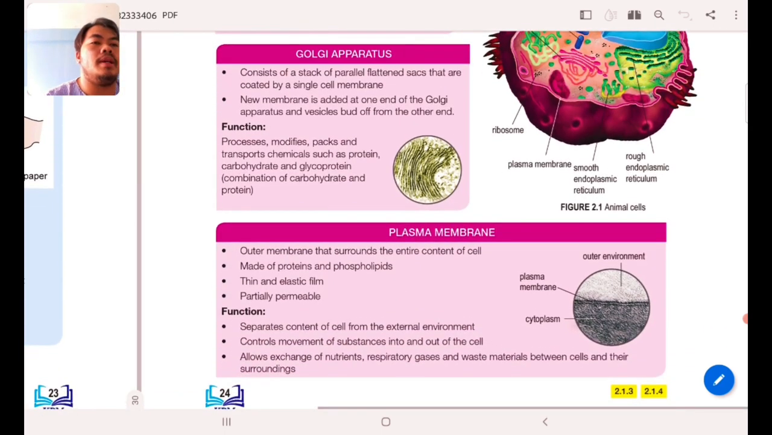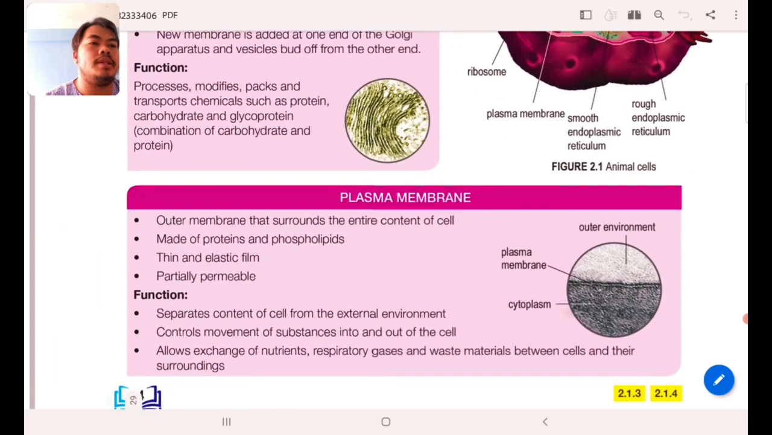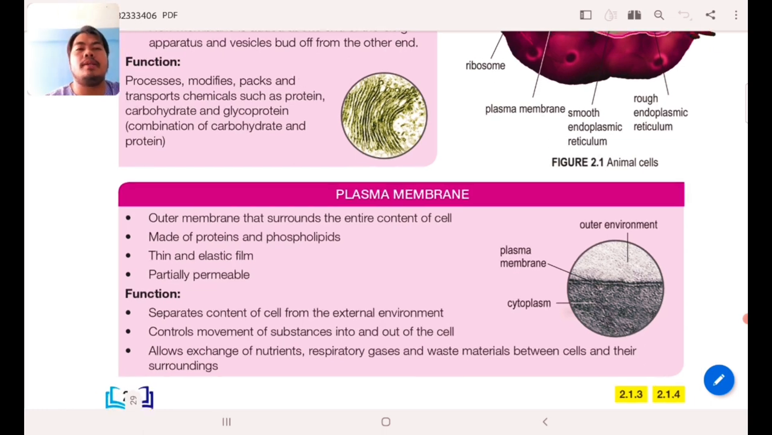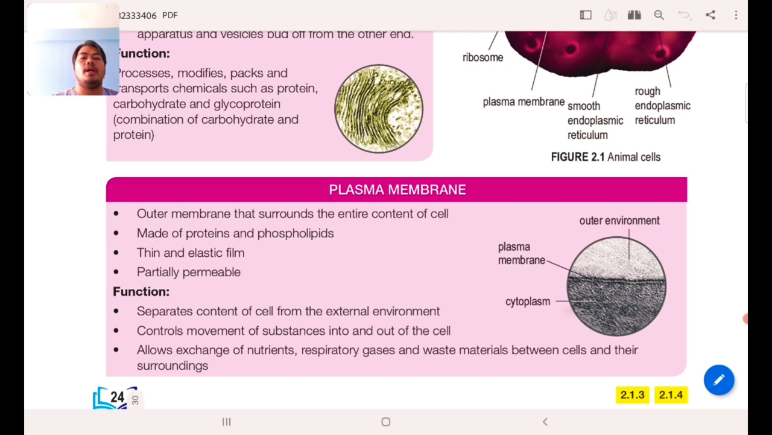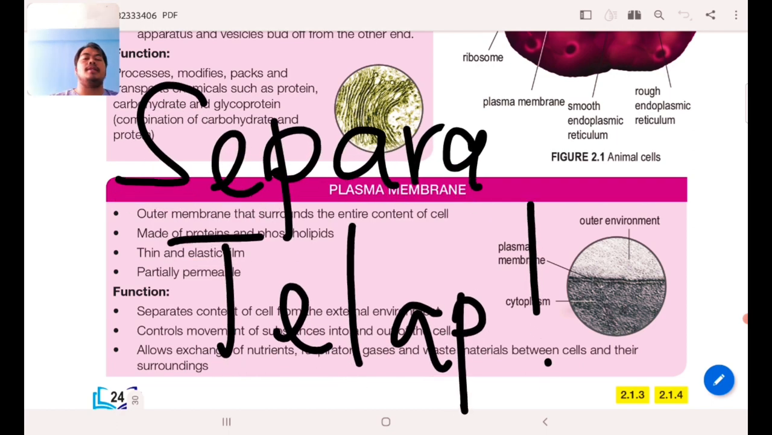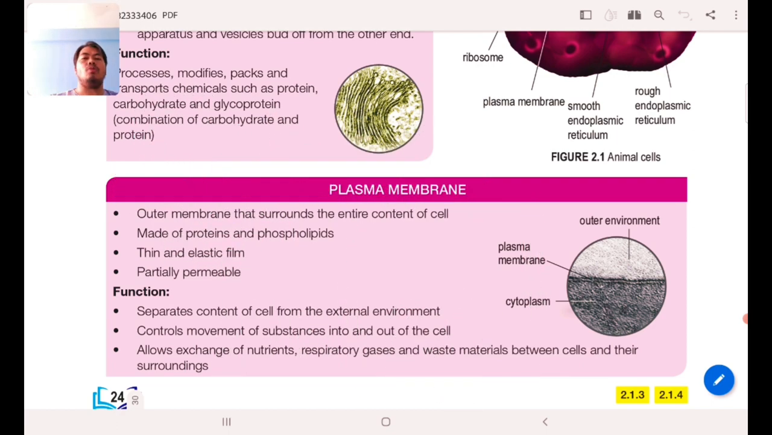Now let's take a look at the plasma membrane. This is the outer layer of the animal cell, which surrounds the entire content of the cell, made of proteins and phospholipids, a thin and elastic film, and partially permeable. What do we mean by partially permeable? It is a selective membrane. It will allow certain things to go in and out of the cell. It will not allow all things to go in or out of the cell. It only selects certain things.